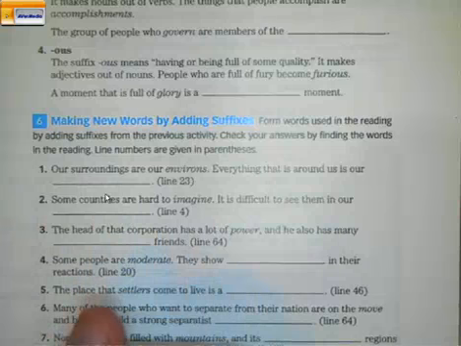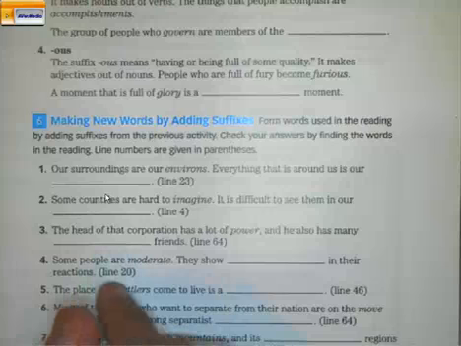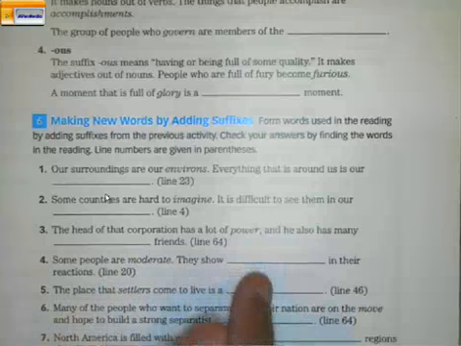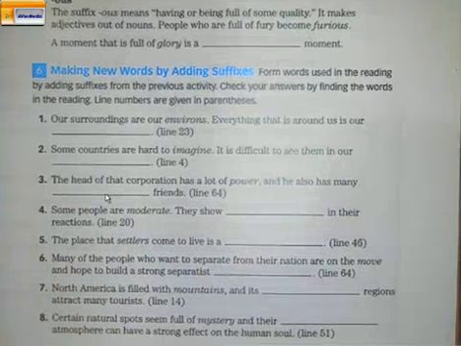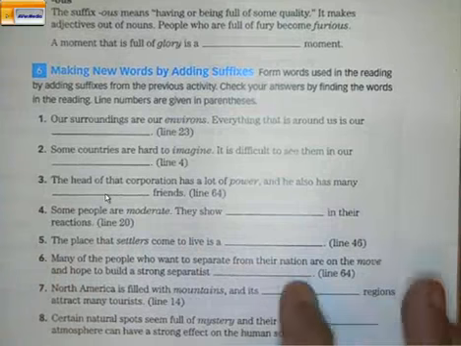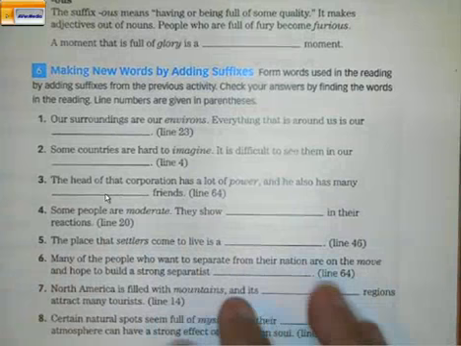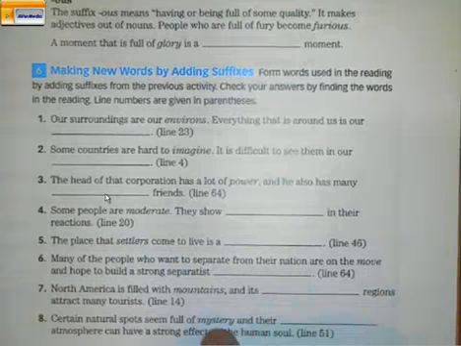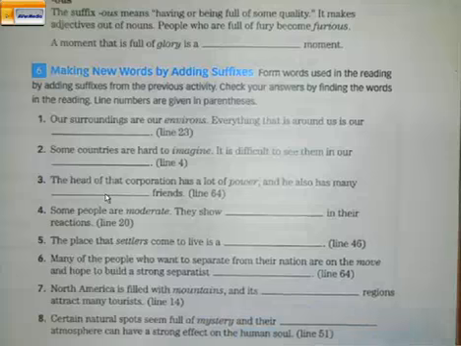Some people are moderate. They show moderation in their reactions, so we add ation. The place that settlers come to live is a settlement. We add ment. We have here the word move. It becomes movement. We have here mountains. It becomes mountainous. We add ous. And we have here mystery. It becomes mysterious. We add ous.